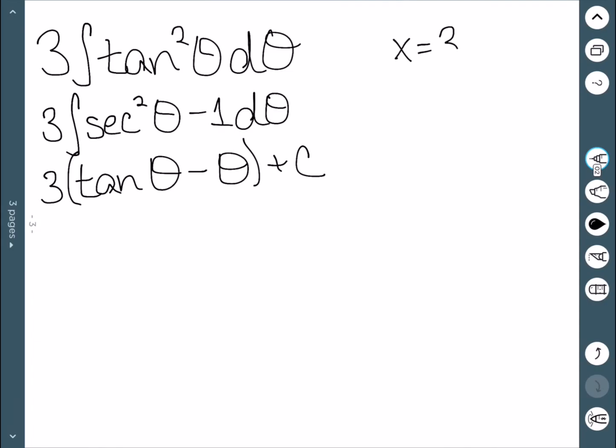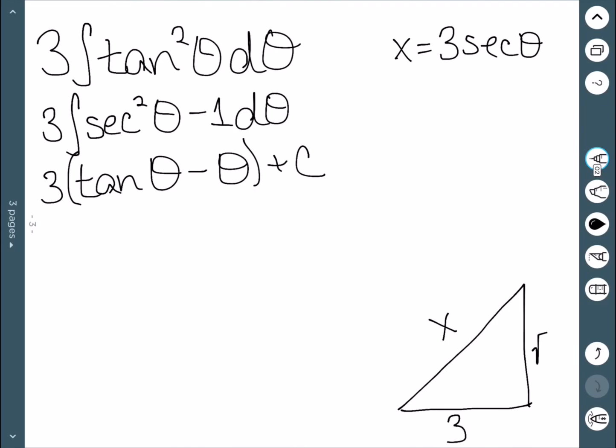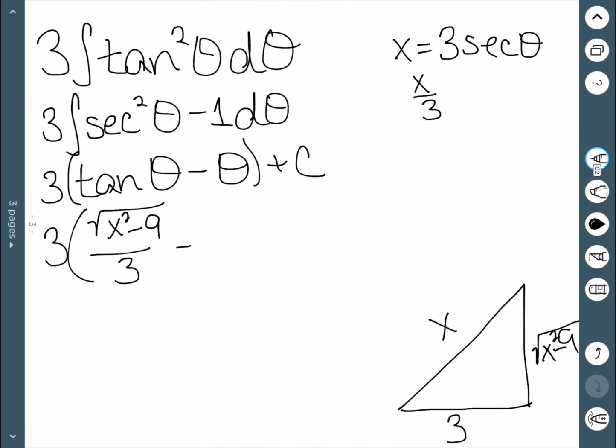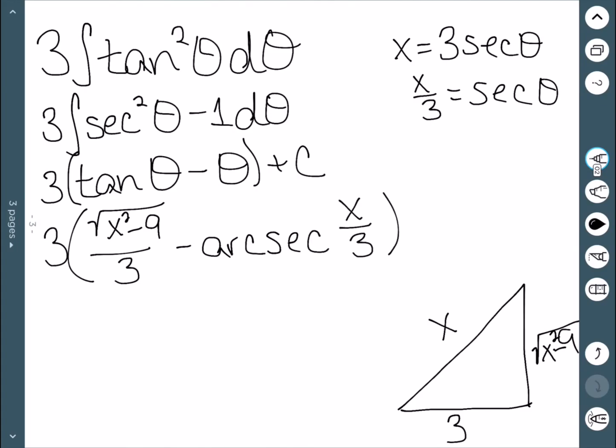My original substitution was x equal to 3 secant theta. So if I think of my triangle, secant is hypotenuse over adjacent. So my missing side here is the square root of x squared minus 9. Tangent is opposite over adjacent, minus theta. And for theta, we're going to solve the original substitution and realize that it's my inverse secant of x over 3 plus c. So we now have our final answer here.